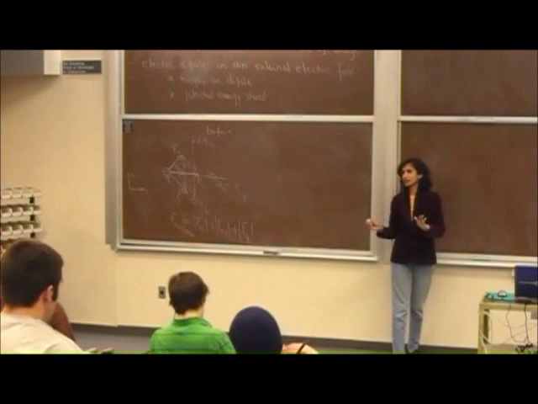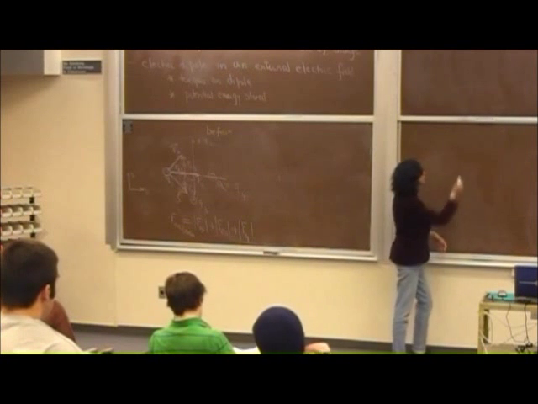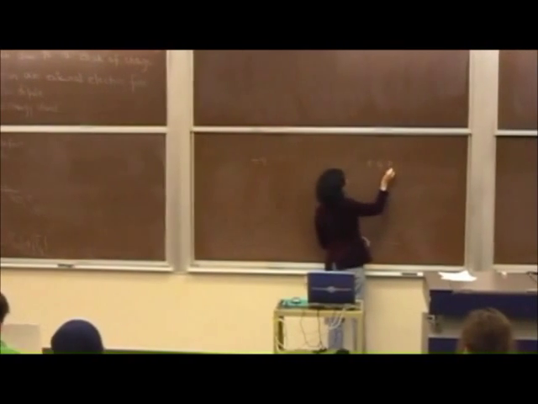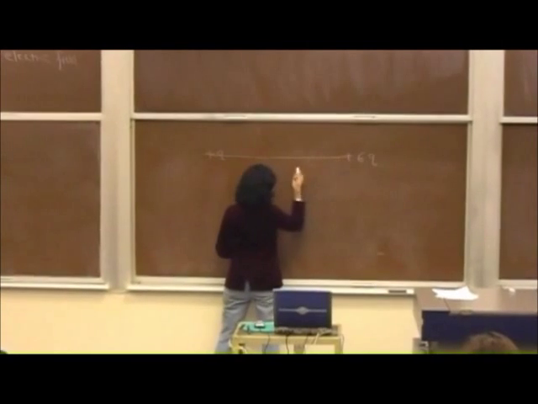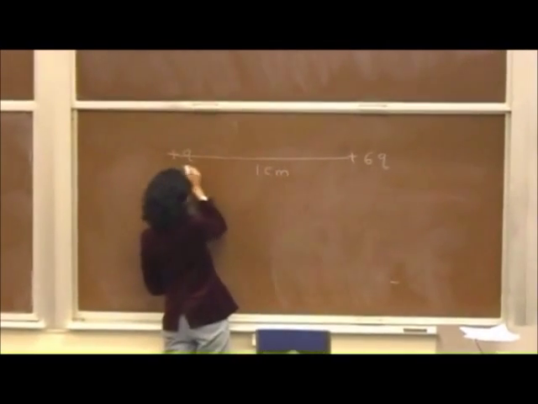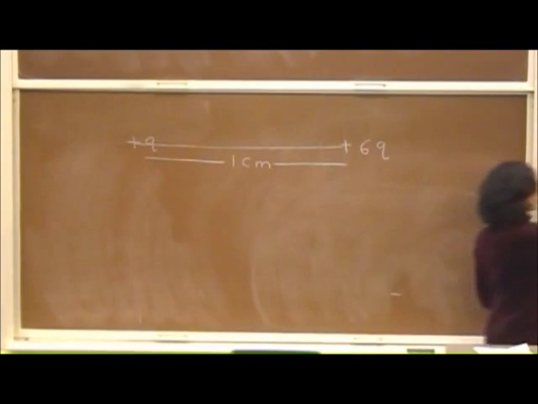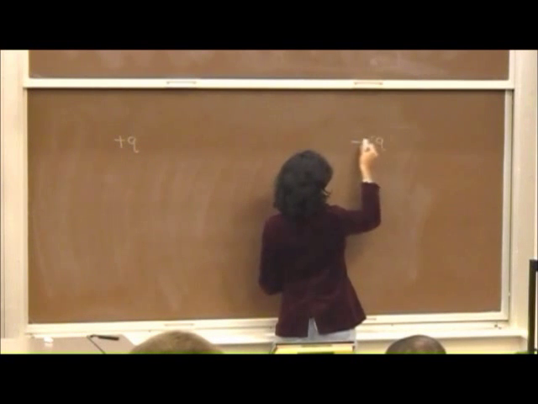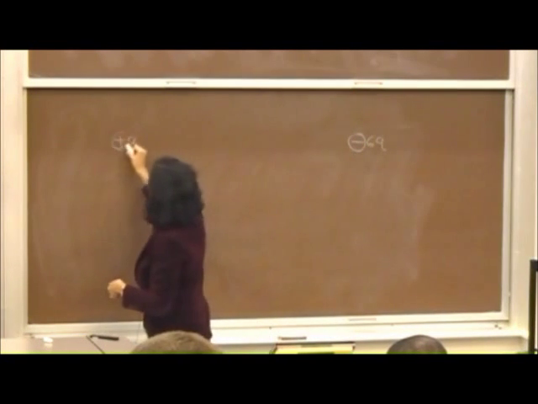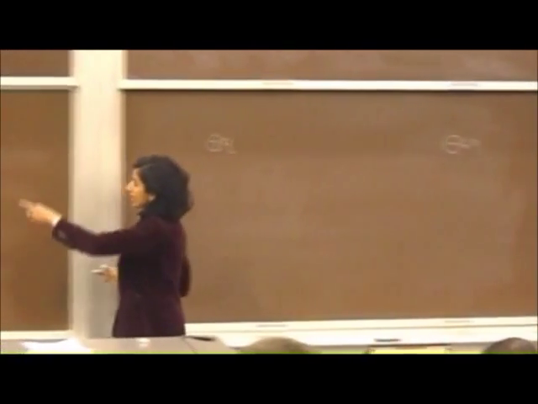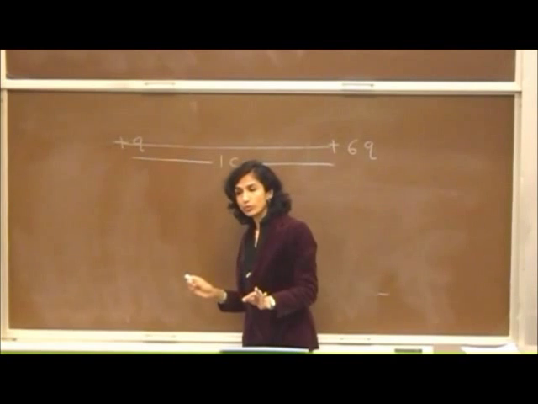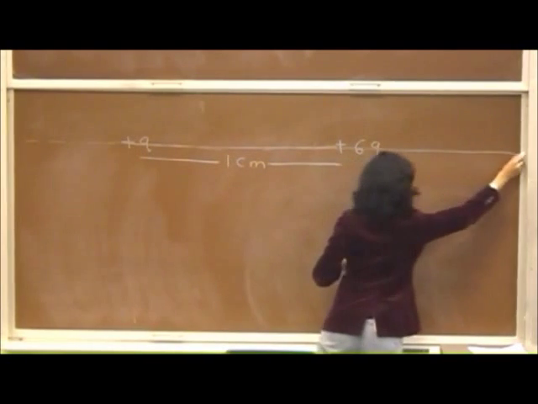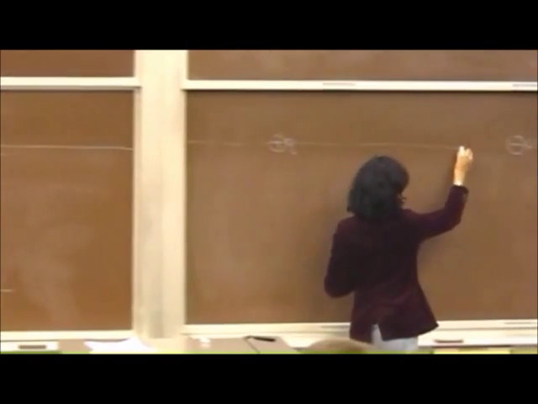Suppose I give you two different questions. Think with a partner, somebody who's next to you. Suppose you have a charge plus Q here and a charge plus 6Q here, and say the distance between these two charges is 1 centimeter or something. Then you have another situation where you have a charge plus Q here and a charge minus 6Q here. The only difference between these two situations is that one of these charges has a negative sign. The question that I have for you is, where along the line joining the two charges can the electric field be zero?